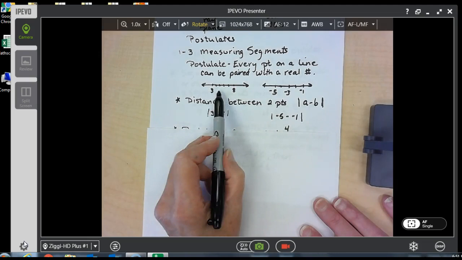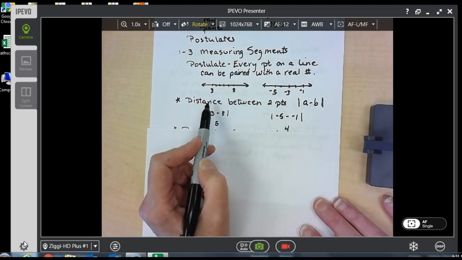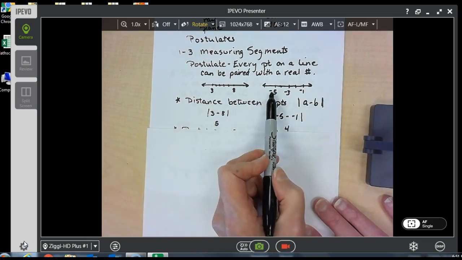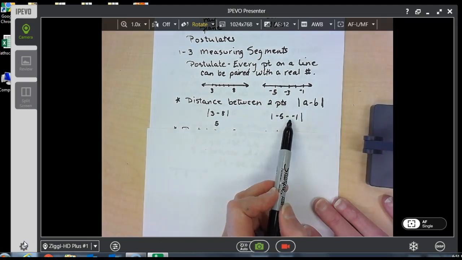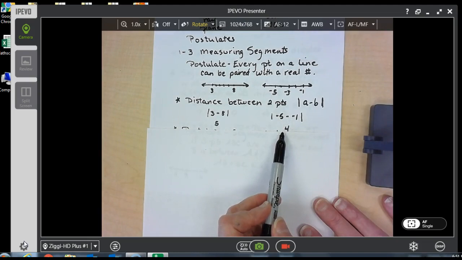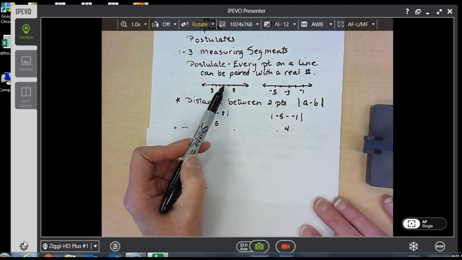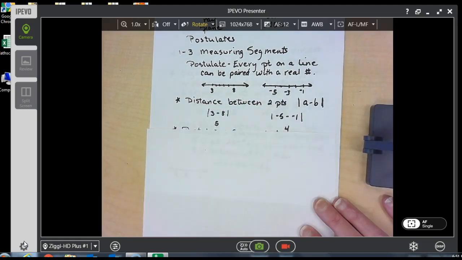So if we look at our number line, the distance from 3 to 8, I subtract 3 minus 8, which is -5. Absolute value is +5. -5 minus the -1 is -5 plus 1, or -4. Absolute value is +4. Yes, you can count. 1, 2, 3, 4, 5. 1, 2, 3, 4. But if your numbers are really large numbers, you're going to want to know the distance by just subtracting them and taking the absolute value.